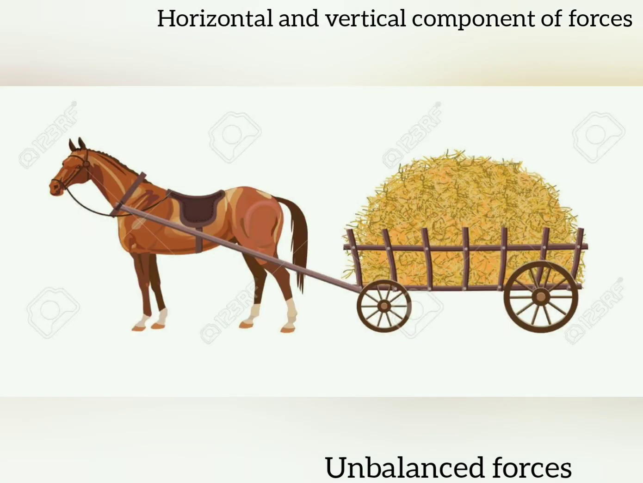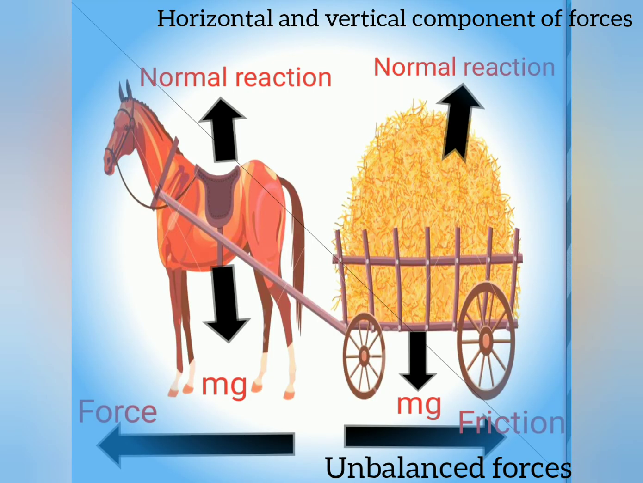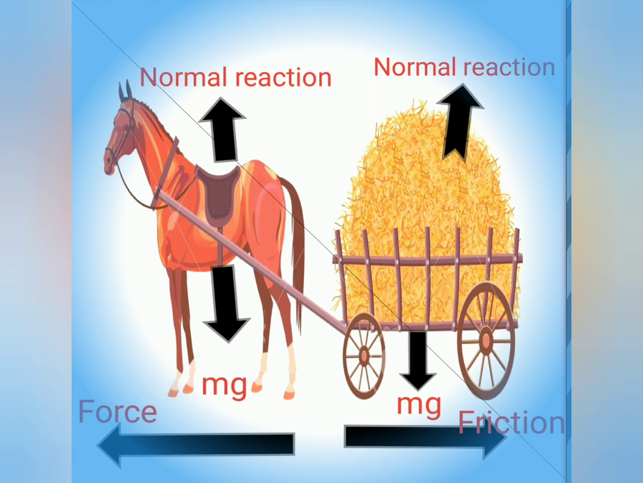Horse pulling the cart. Here the horse has a normal reaction upward and downward mg, or weight of the horse. In the same way the cart also has a normal reaction and weight balancing downward, while the horse is pulling the cart forward. The cart also exerts some force in the backward direction, and the force applied by the horse is more, so the force will be in the forward direction, and the frictional force will be in the backward direction.